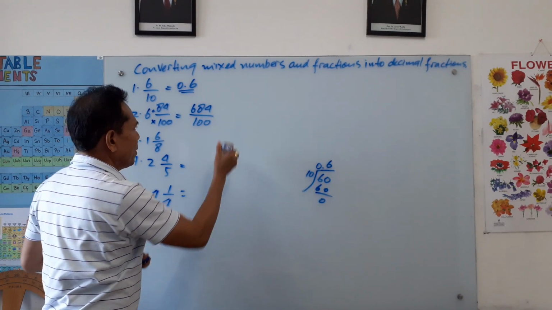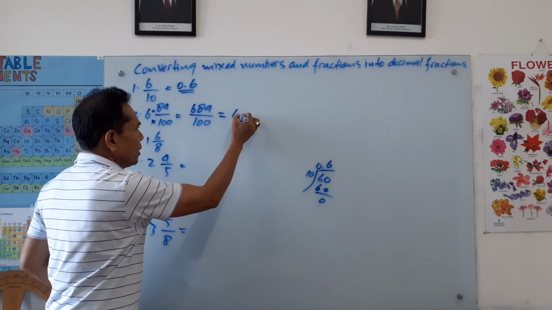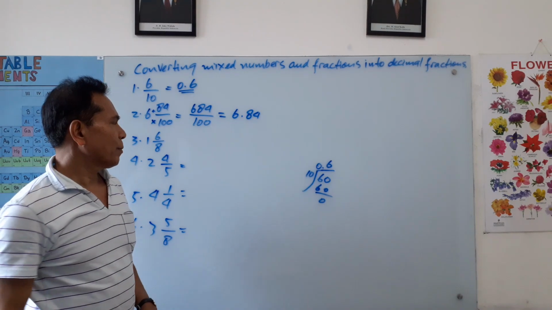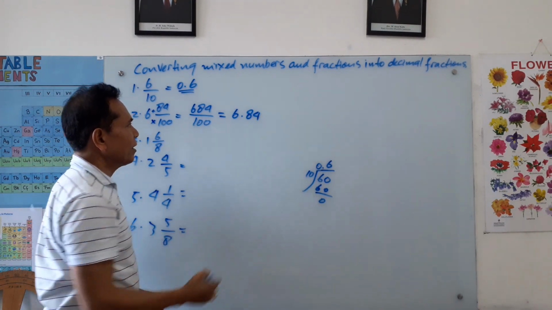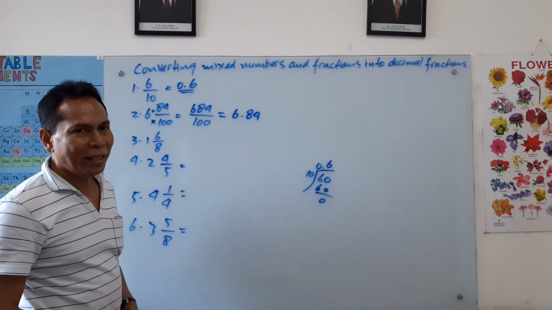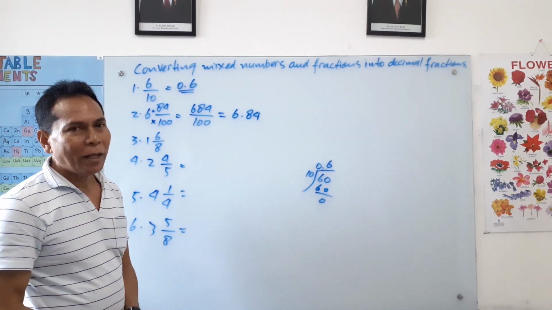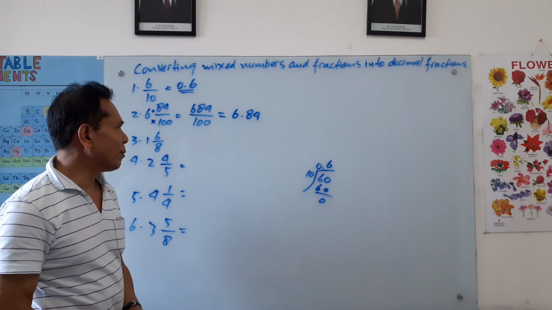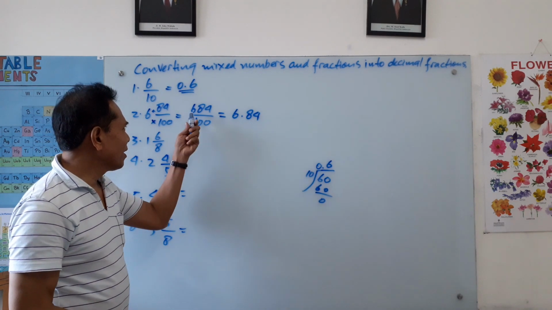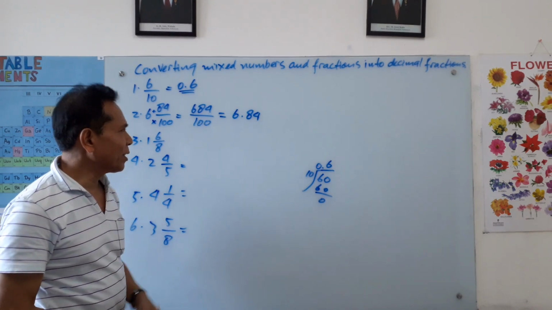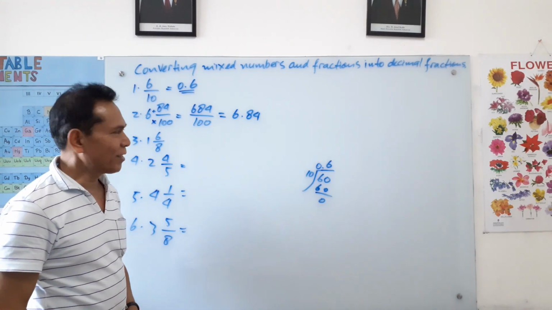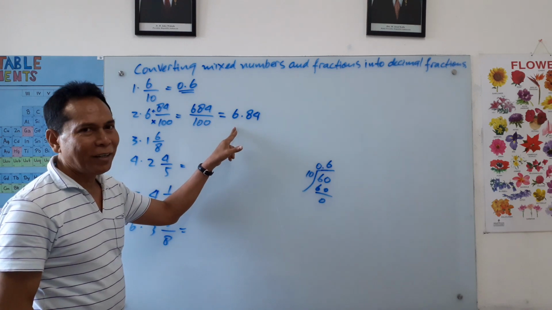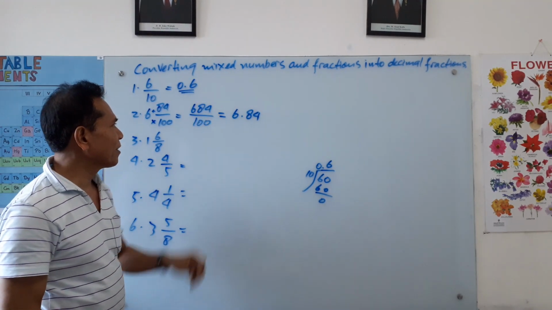I should write it properly for you. So we have 6.84. That is your answer. 6.84. Okay. You think, oh, what is 6.84? Is it true that 684 divided by 100 is 6.84? Yes, it is. Because if you put this 100 under here and you multiply it, you will get this.